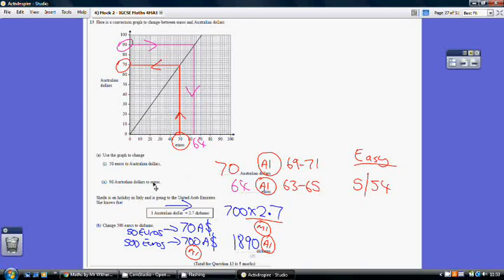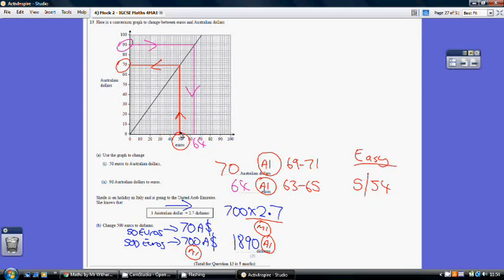Part 2, 90 Australian dollars to euro. So be careful, go to your Australian dollars, find your 90, go across and down, and we get 64 euros. Answers between 63 and 65 were allowed. Now, with part B, we've been asked to change 500 euros to dirhams. So we're going to first of all have to go from euros to Australian dollars, and then Australian dollars to dirhams. So using our graph, we obviously can't go and find 500 euros.